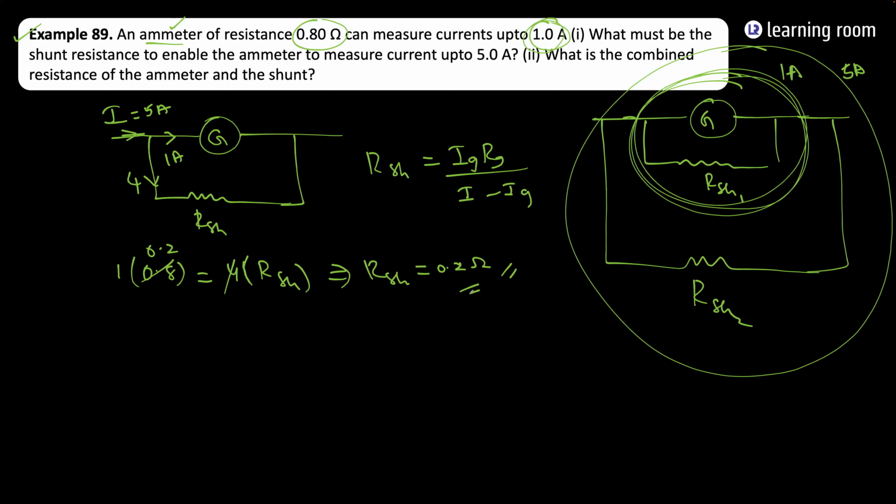So what is the combined resistance of the ammeter and shunt? This itself has a resistance of 0.8 and this has a resistance of 0.2. So what is going to be the resistance of the new ammeter, which I'll call RA dash? It will be 0.8 into 0.2 divided by 0.8 plus 0.2, which is 1. So the answer will be 16, with two decimals to the left, so 0.16 ohm. That's the answer.